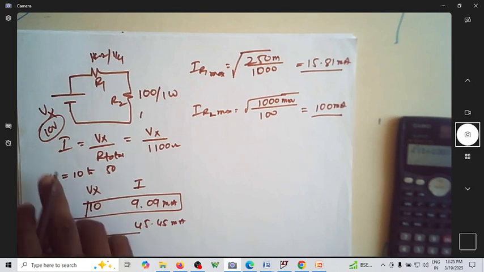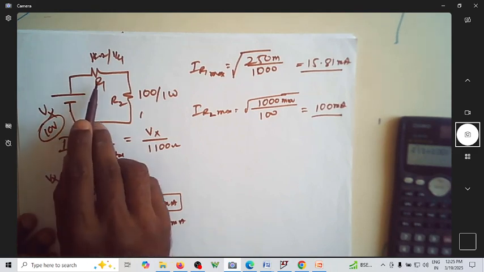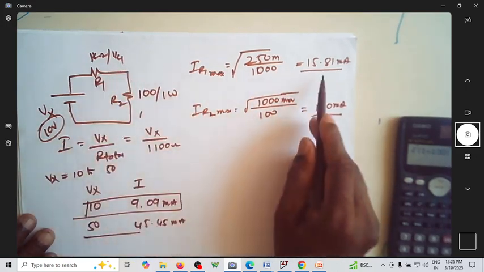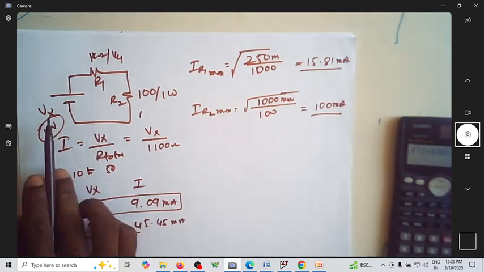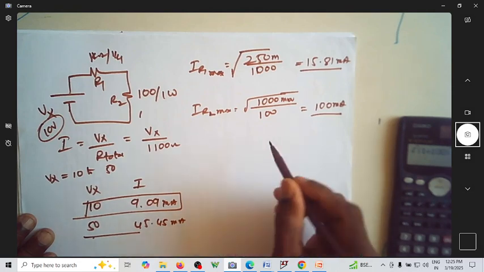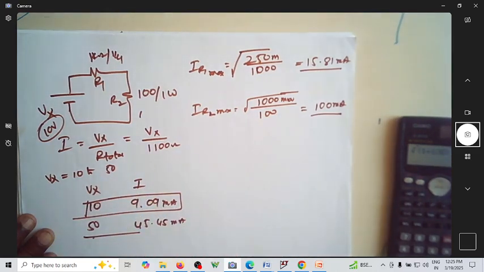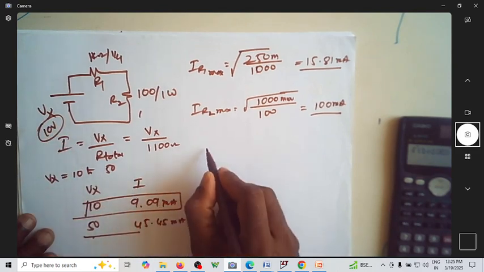If you apply 50 volt, then the current that would flow is 45.45 milliampere. If this much amount of current flows through this resistor R1, the dissipation will be more than quarter watt. Because the maximum current that is allowed here is only 15.81, if you make this equal to 50 volt, then 45.45 milliampere will tend to flow. Since this is more than 15.81, it's not recommended to apply 50 volt. Then how much maximum you can apply?